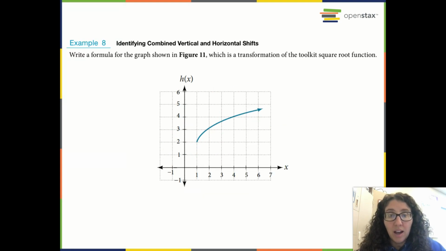Okay, here we have the toolkit square root function, and it has been shifted. It usually begins at the origin, right? So it looks like it's been shifted to the right by 1 and up by 2. So take a minute, pause it, and write down what you think the equation of this function will be.